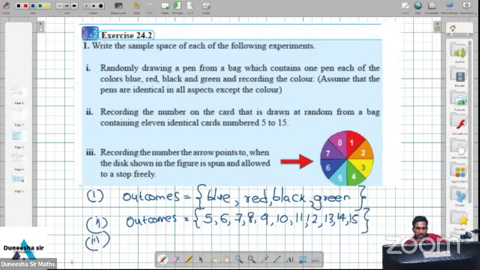Okay. Then third one, what are the outcomes? The sample space means all the outcomes that we can observe. Record the number that arrow points to when disk shown in the figure is spun and allowed to stop freely. Okay. What are all the possible outcomes that we can take? 1, 2, 3, 4, 5, 6, 7, 8. Yes. The sample space means all the possible outcome we can take in the experiment. Okay. If you finish, raise hand now. These three.